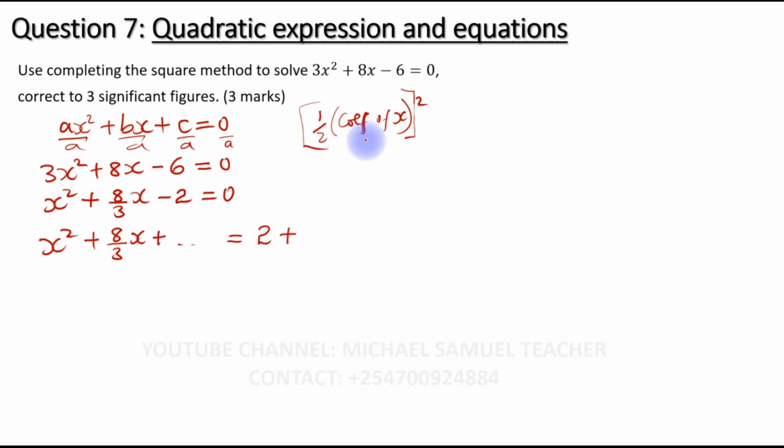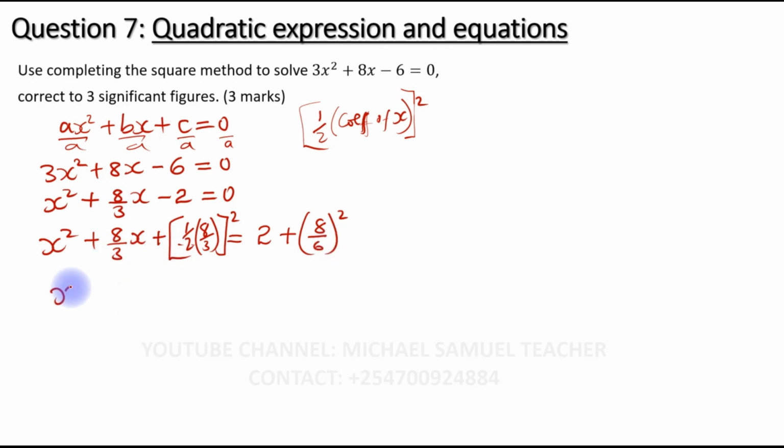So that is what must be added. In this case the coefficient of x is 8 over 3, so a half of 8 over 3, we square that value. Also, this value must be added to the right hand side. That will be 8 over 6, and we also have to add it to the right hand side.